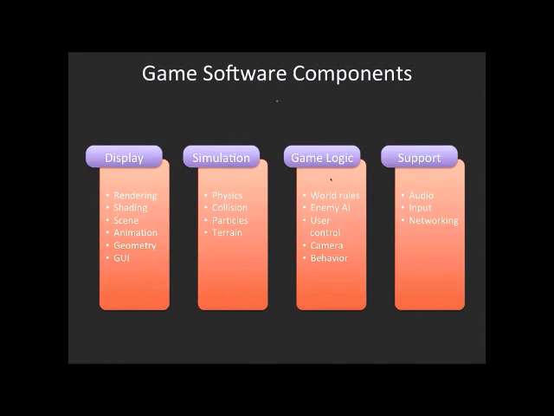Then you have to worry about your simulation, your physics, collision detection, showing particles, simulating fires, all those things. Then you add your game logic. How is your game going to behave? What should you do when you hit somebody else? How should the enemies chase you? How hard should they chase you? How good or dumb are these enemies? You need to control how the camera behaves, how it spins around, what happens when an enemy hits you, that sort of thing. And then you have to deal with all these problems on top.